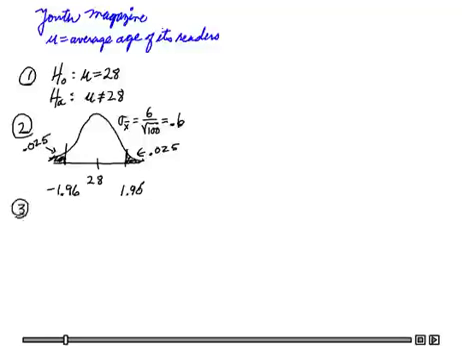And we would have a rejection rule. Reject H sub 0 if z is less than or equal to negative 1.96 or z is greater than or equal to 1.96.